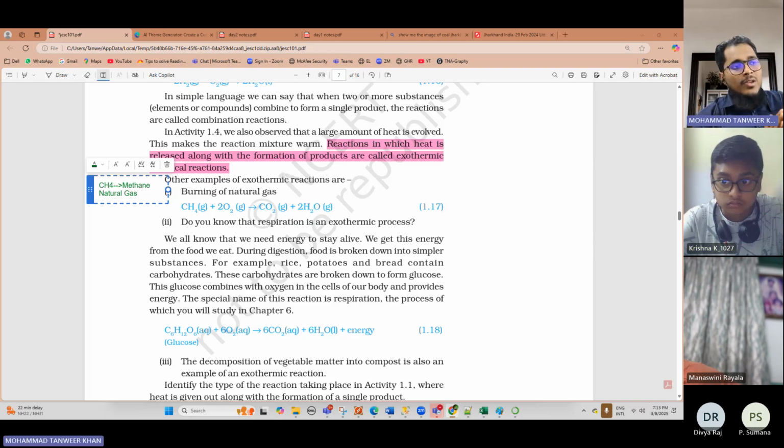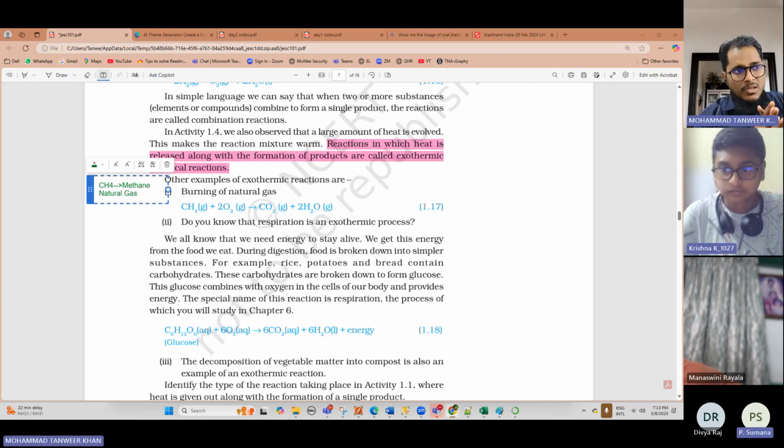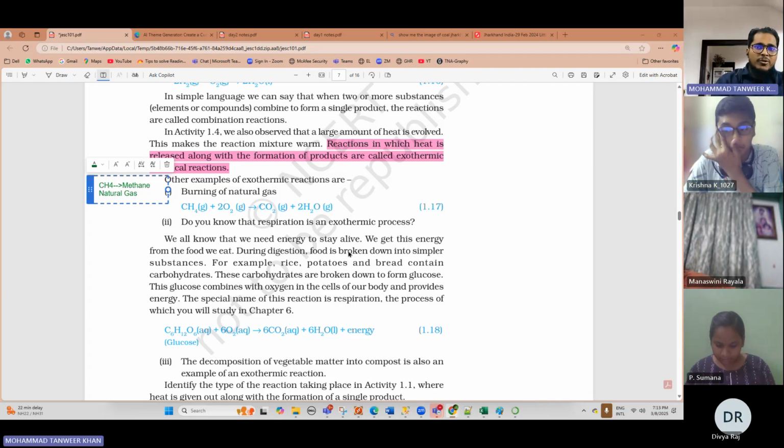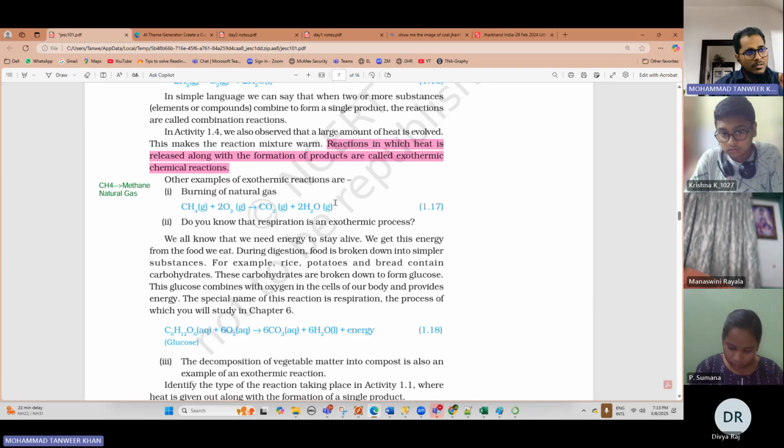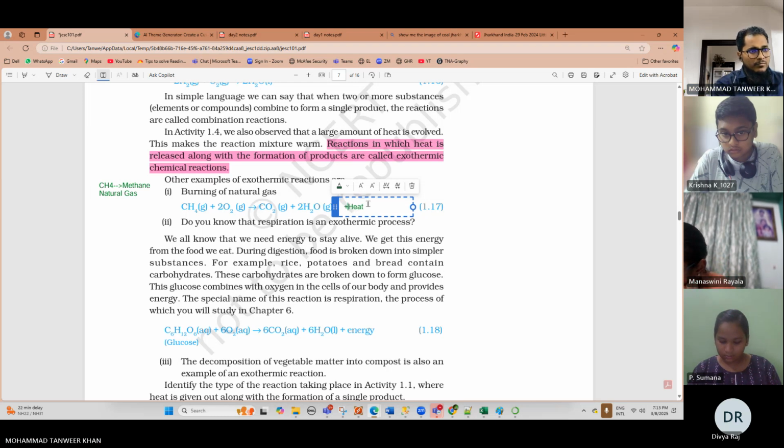Here CH4, methane, which is natural gas, we are burning with what? O2. O2 is oxygen. Correct. And what products are we getting here? Carbon dioxide and water. They should also write one more thing: heat. Correct. Very good. This will also produce heat.